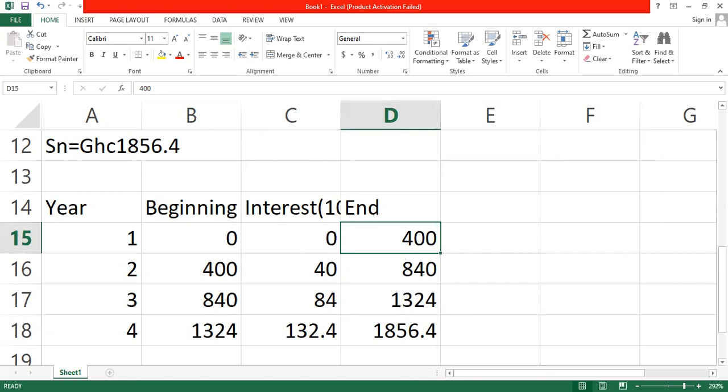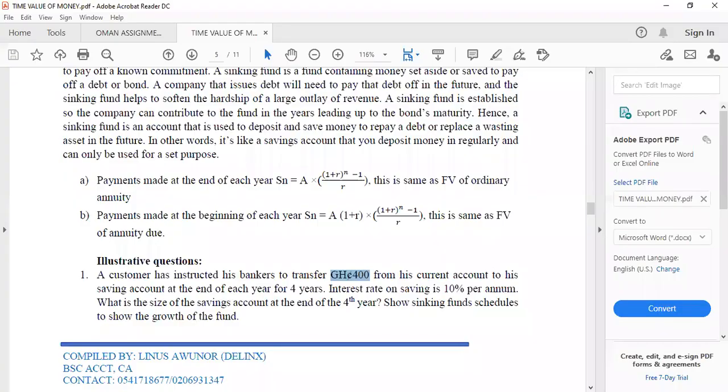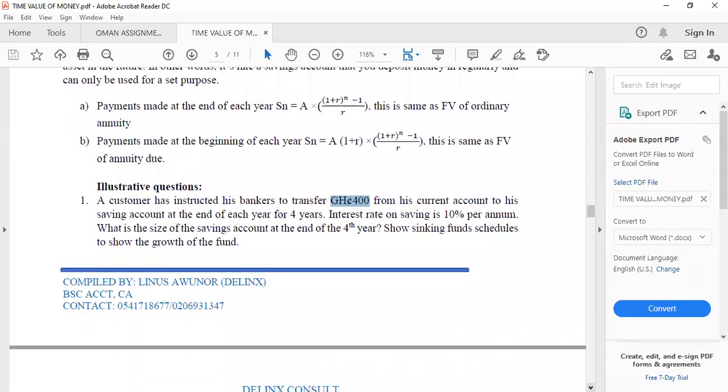Let's pick a question, maybe a past question on the sinking fund. Then we'll look at how we go about it. That is all about the sinking fund setup.